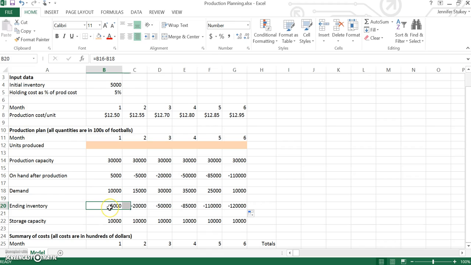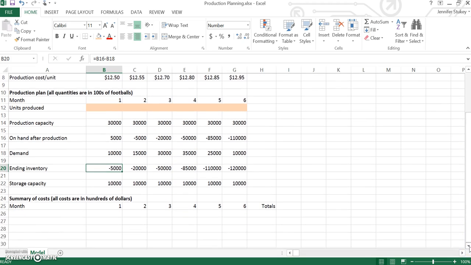All right, after you put in this first one, you can copy and paste it all the way across. In case you need it again, what we are doing is we are taking the on-hand after production, and then we are subtracting demand from that number. Okay? Again, the numbers you have going in right now are not correct. They're not your final numbers.